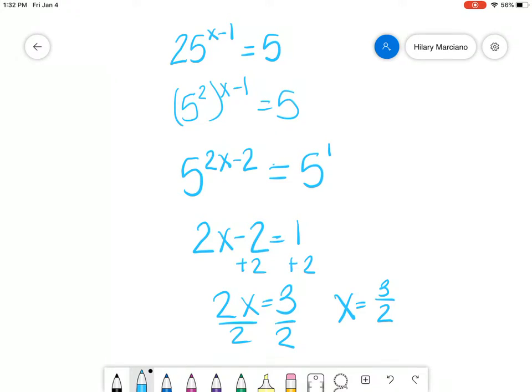We can also plug back in 3 over 2. Do 25 to the 3 over 2 minus 1 and see if that equals 5, and make sure that that equals 5, because we would plug 3 over 2 back in up here for x.